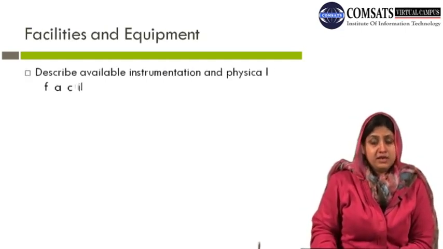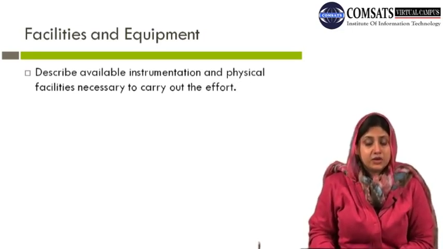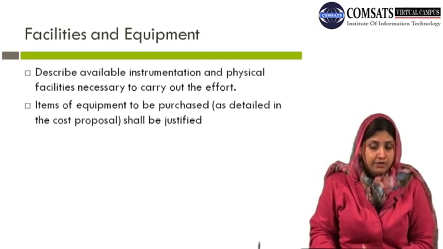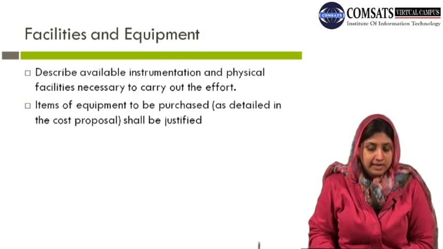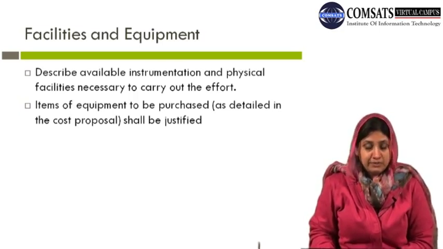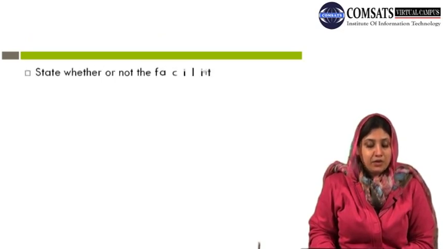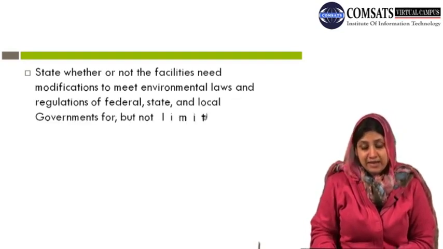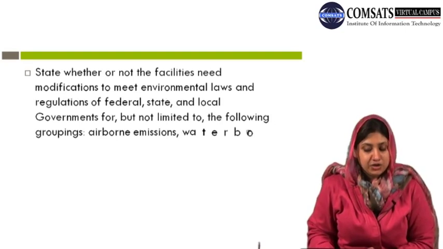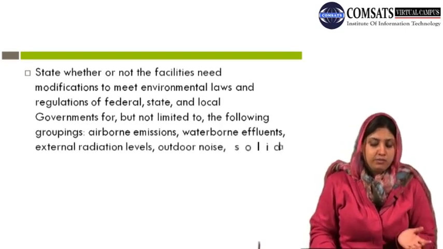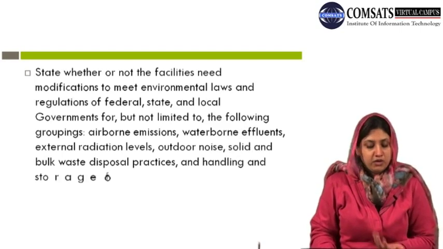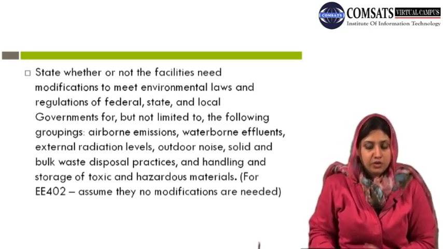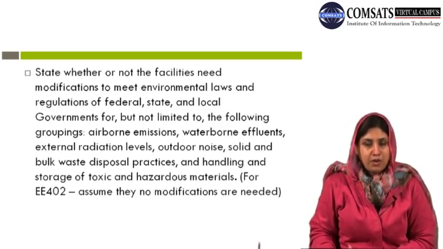Now, another section talks about the facilities and equipment. Describe available instrumentation and physical facilities necessary to carry out the effort, and then items of equipment to be purchased as detailed in the cost proposal shall be justified. State whether or not the facilities need modifications to meet environmental laws and regulations of federal, state, and local governments for, but not limited to, the following groupings: airborne emissions, waterborne effluents, external radiation levels, outdoor noise, and solid and bulk waste.